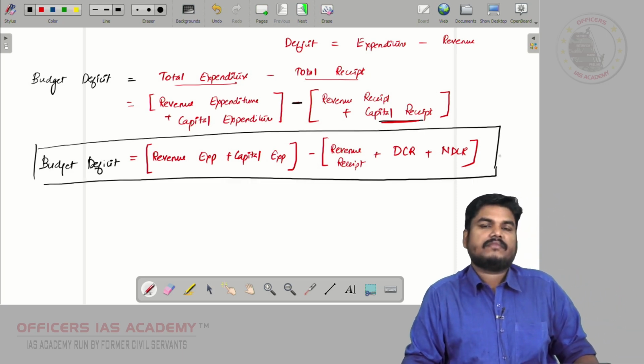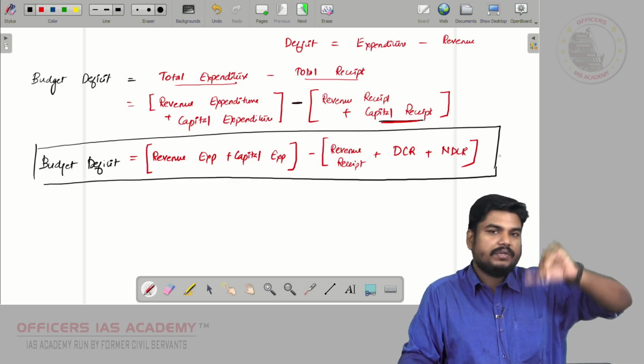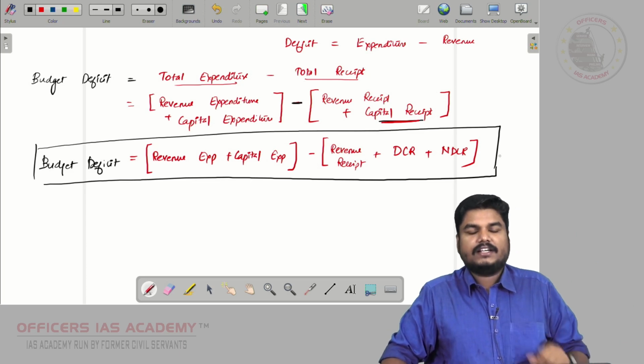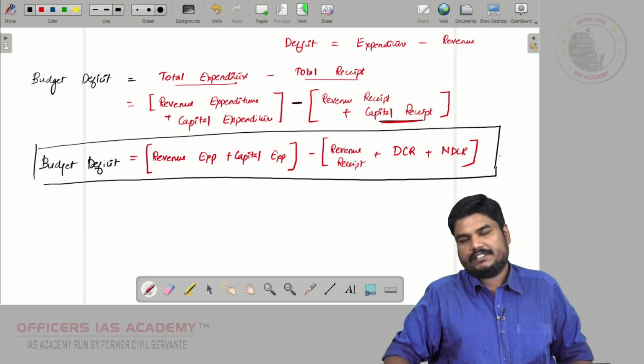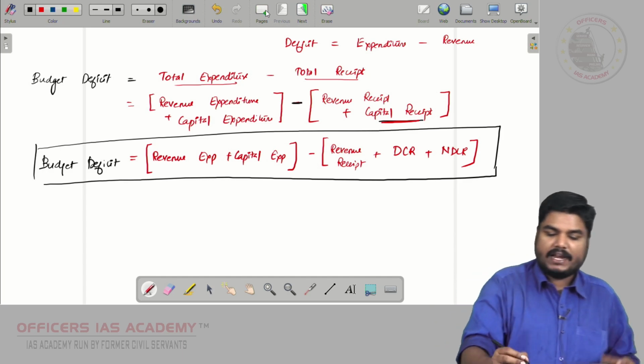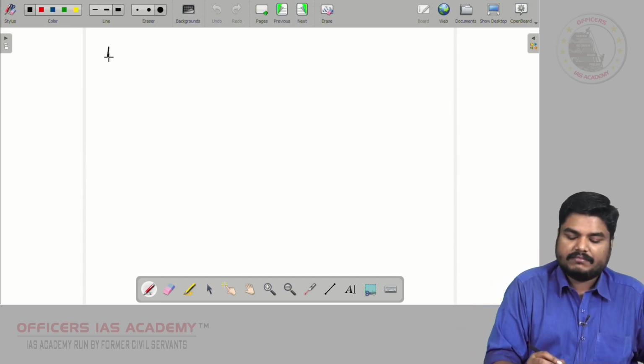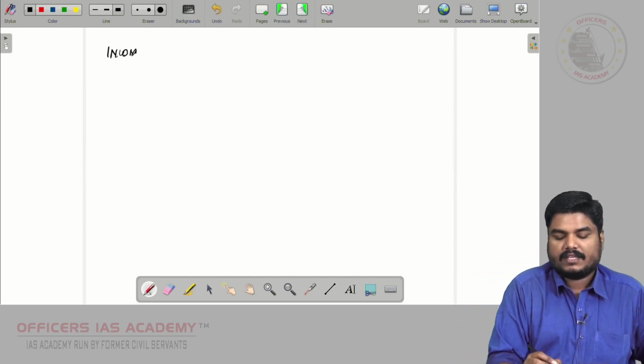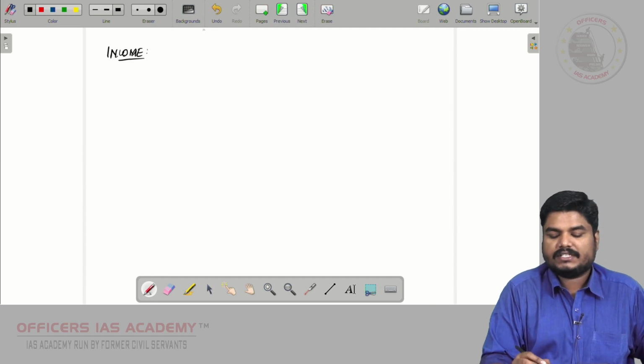Friends, when you are doing your budget, so when you are planning your budget, let us assume that I am planning my budget. Now my income, assume my income is 10,000 rupees.